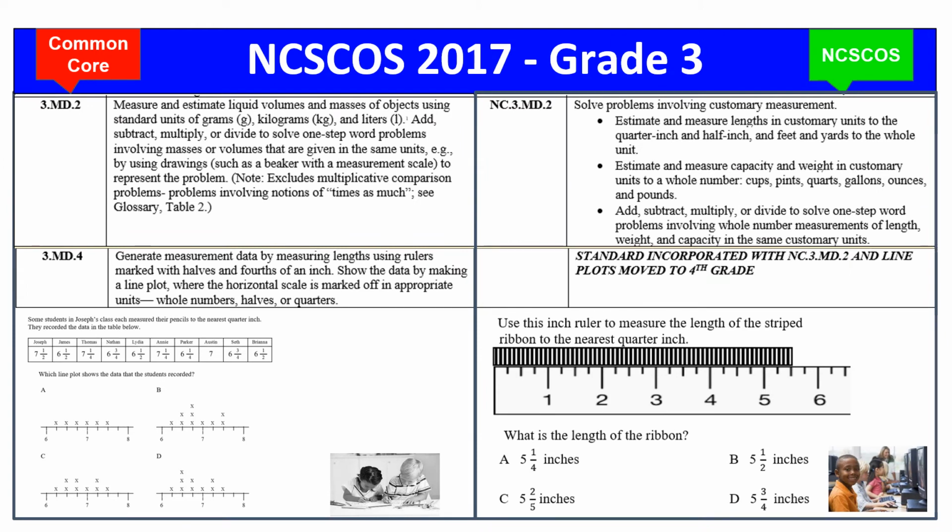NC 3MD2 requires students to measure length to the nearest half or quarter inch. However, 3MD4 has been removed and students are no longer required to record the data on a line plot. NC 3MD2 requires students to estimate and measure customary units such as cups, pints, quarts, gallons, ounces, and pounds. Previously, third grade students focused on metric units, grams, kilograms, and liters. Note that students do not have to solve problems involving conversion between units in third grade.